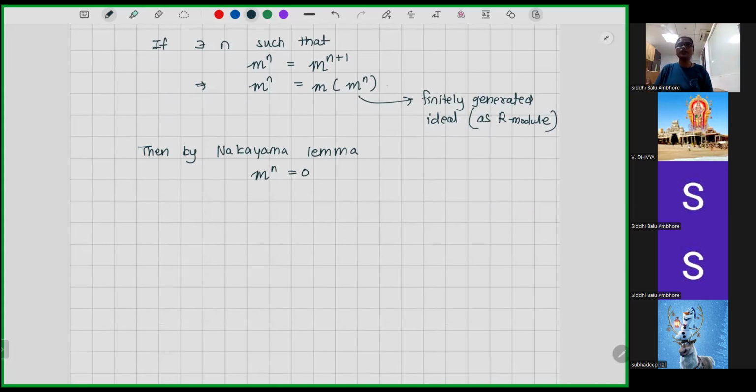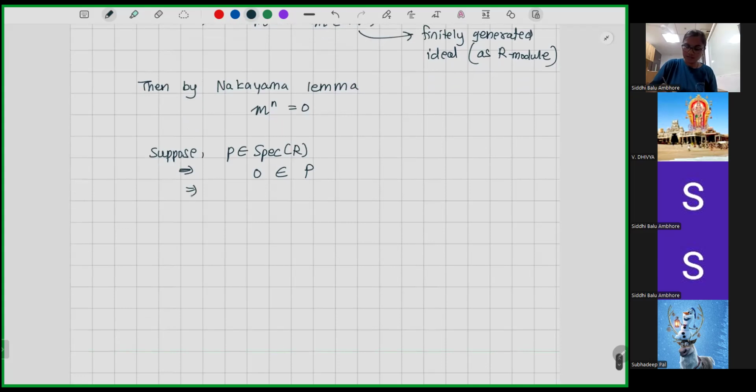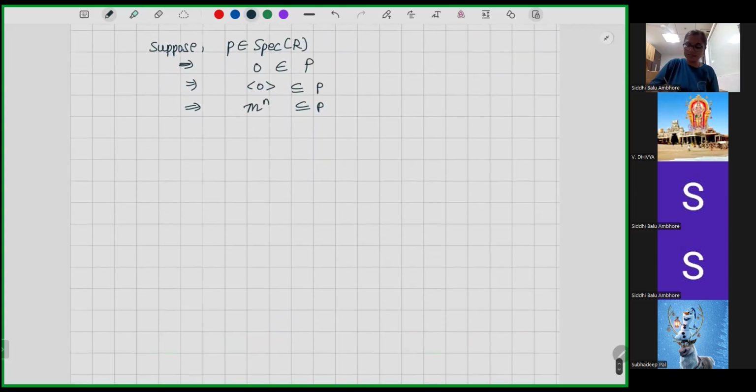Is this okay? This much we have. We are also given the info. So if I take any P in Spec R, then 0 belongs to this P. This implies the 0 ideal is contained in P. But the 0 ideal, when I am writing this 0, is M power n contained in P. But once I have M power n contained in P, this implies M is contained in P, right? Because P is a prime ideal.